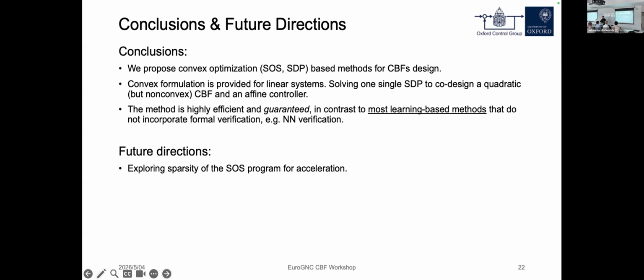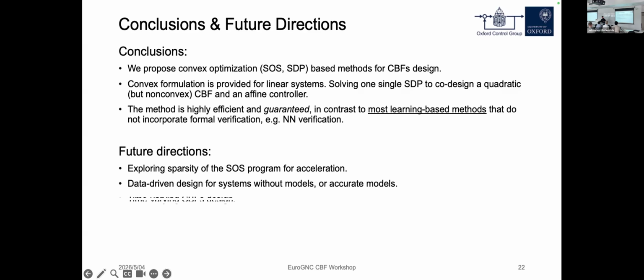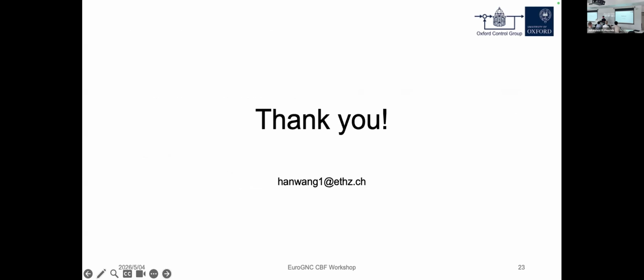For future directions, first, we are interested in exploring sparsity in SOS programs for acceleration. Also, we are interested in data-driven design without models, or let's say accurate models, especially the Markov decision process model for reinforcement learning. Another direction would be time-varying barrier function design, because there is a lot of work on time-varying Lyapunov function design. They are all straightforwardly extendable to barrier functions, and a lot more.